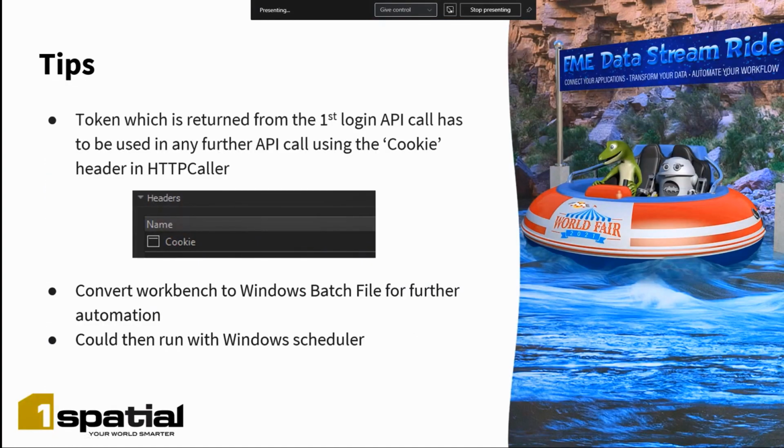So some tips that I found. The first one was the token which was returned, or the session ID from the first login API call, has to be used in any further API calls using the cookie header in HTTP caller. I also converted the workbench to a Windows batch file for further automation, which could then run inside Windows Scheduler.